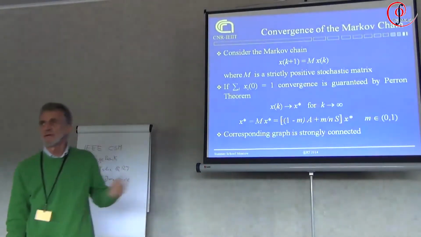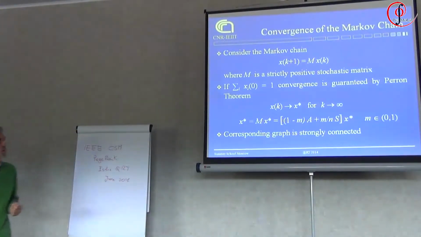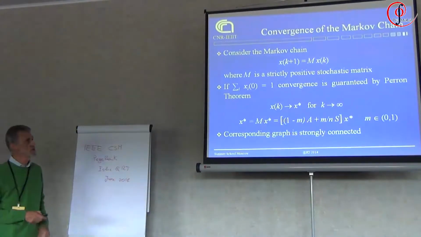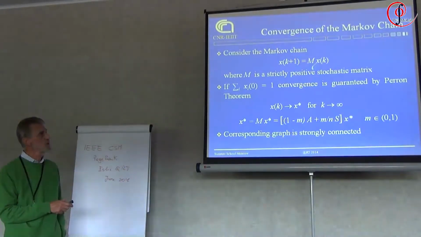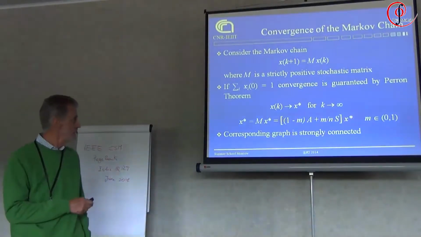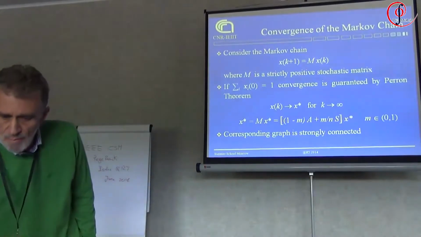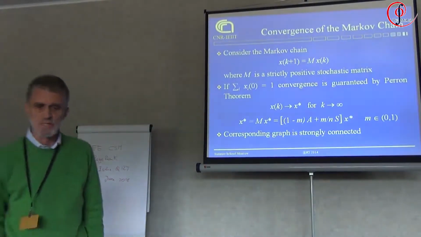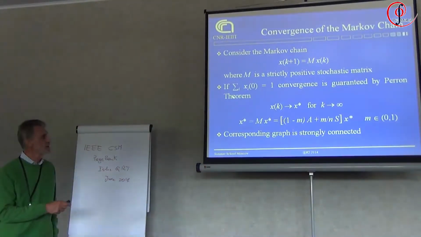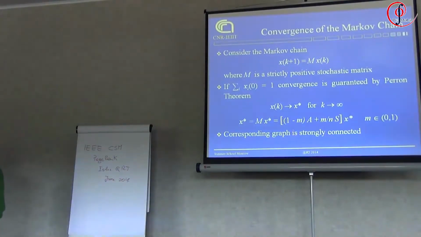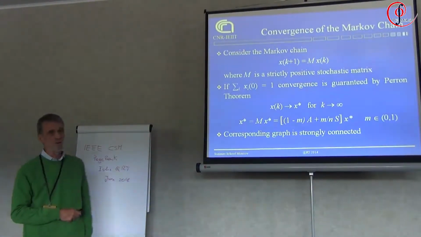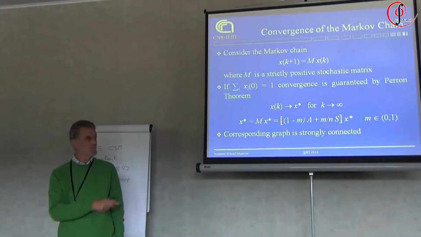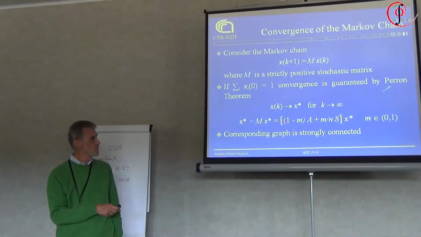And in particular, now we have a stationary point. So we have a Markov chain, which is x of k plus 1 equal to M x of k. And M, let me repeat, is a strictly positive stochastic matrix. So assuming that the initial conditions are suitably normalized, so it's a probability vector, convergence is guaranteed by Perron theorem. I'm going to say in a minute a couple of points about Perron theorem. So we have a stationary point.